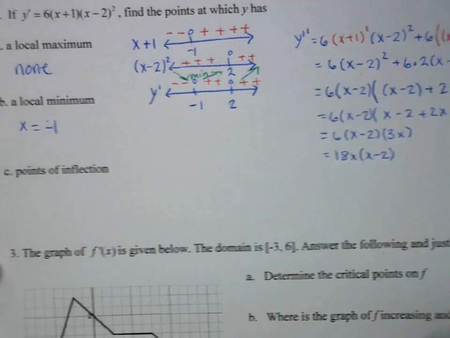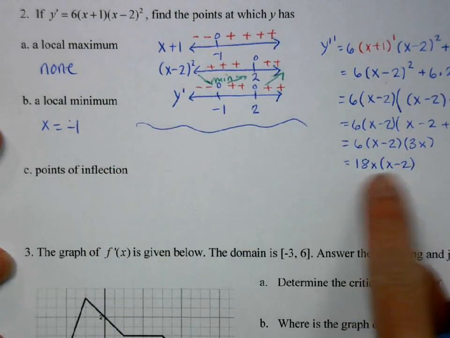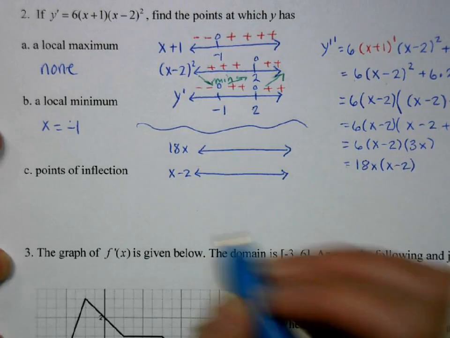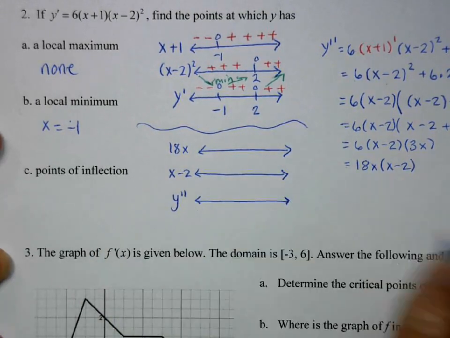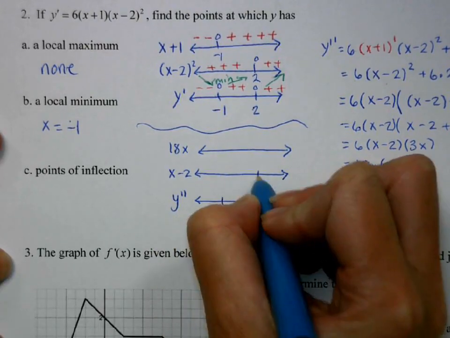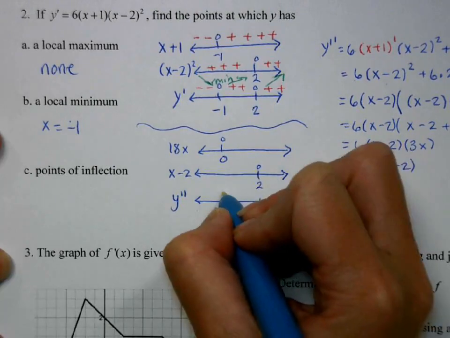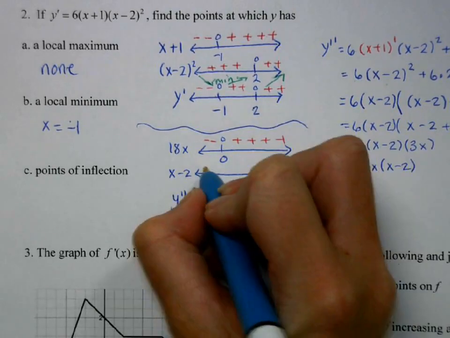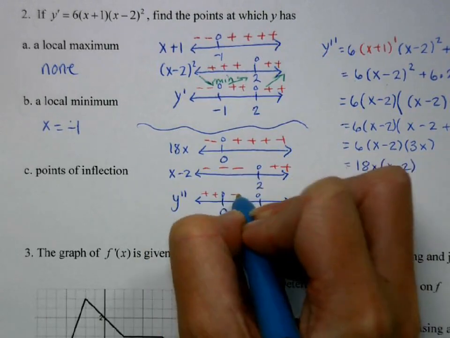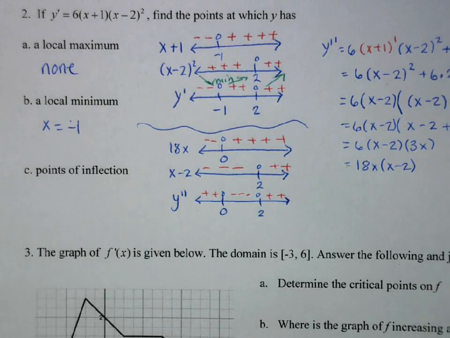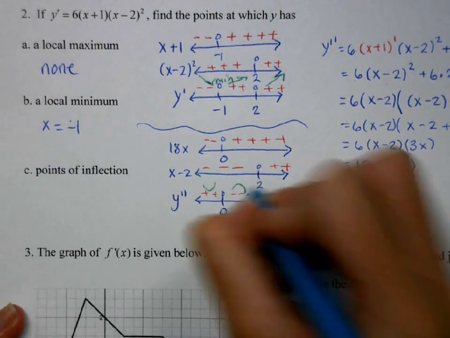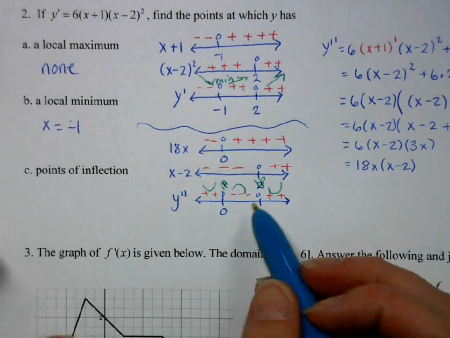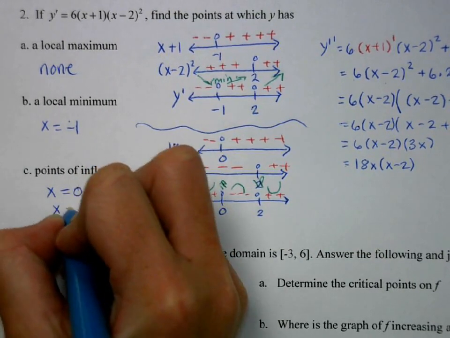So for the point of inflection, I'm going to do a number line chart for this. So 18x, x minus 2, and a line for the second derivative. There are two critical points here at 0 and at 2. This one goes from negative to positive. This one goes from negative to positive. So this is going to be positive, negative, positive. So for our graph, this is concave up, concave down, concave up. So there's an inflection point here and an inflection point here, because when concavity switches, we have an inflection point. So at x equals 0 and x equals 2.